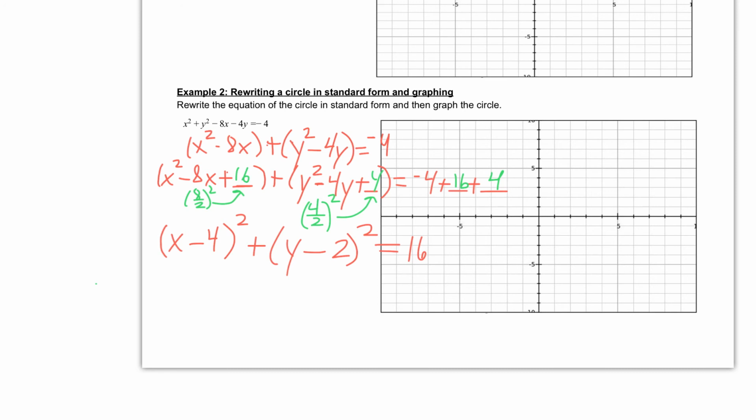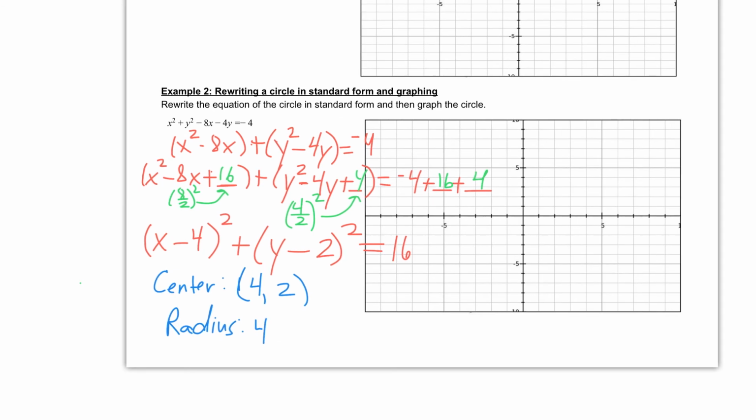Now that I have this in standard form, in order to graph it, I need the center and I need the radius. So the first thing I'm going to do is find the center. My center is h comma k. And my h is going to come from the x part, so my h is 4. And my k is going to come from the y's, so my k is 2. So I have a center of 4, 2. And my radius is going to come from taking the square root of that right-hand side. So I take the square root of 16, which is 4.